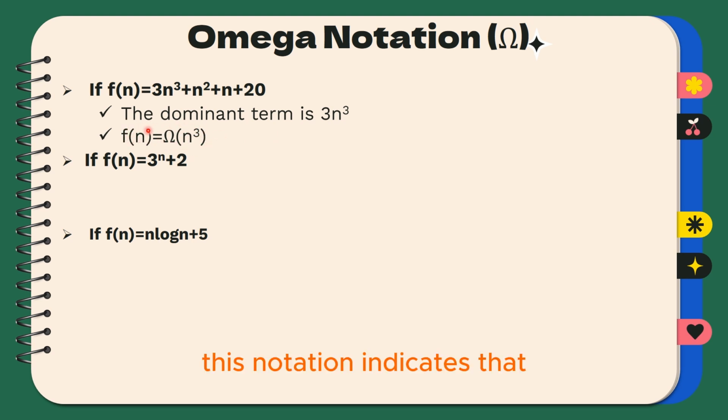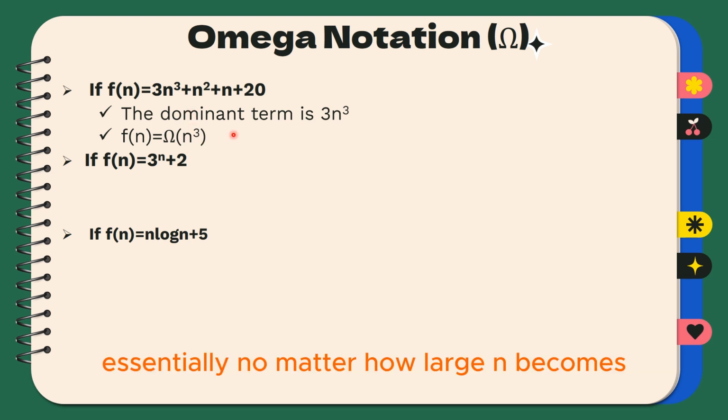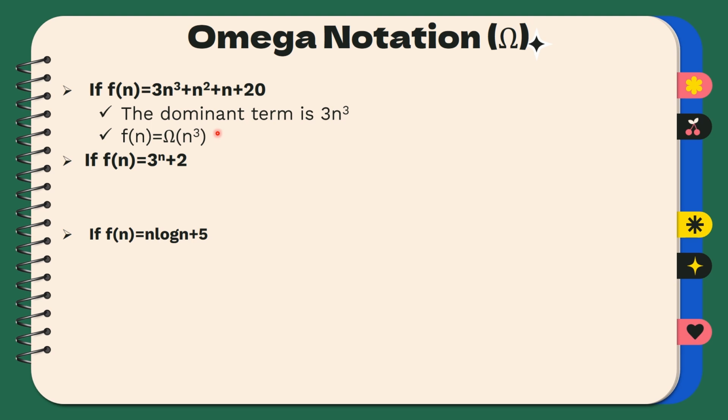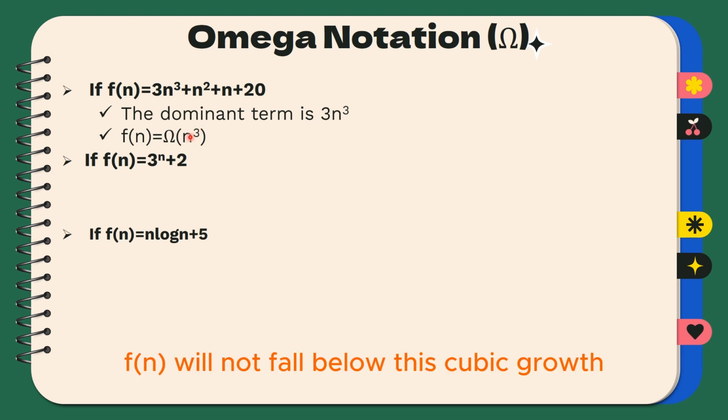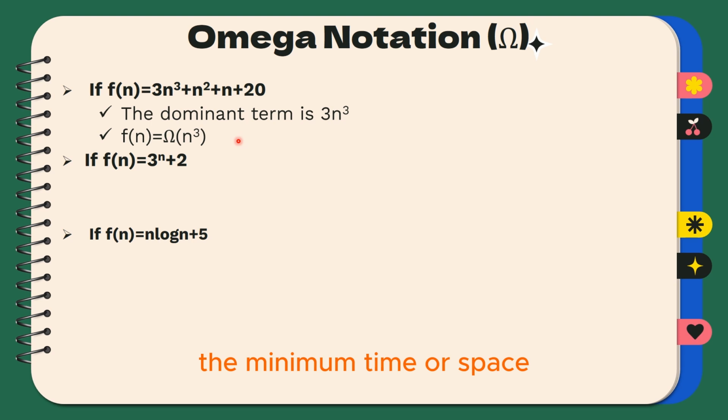This notation indicates that for sufficiently large values of n, the function f of n will grow at least as fast as n cubed, multiplied by some positive constant. Essentially, no matter how large n becomes, f of n will not fall below this cubic growth. This understanding is crucial for evaluating the minimum time or space required by an algorithm.